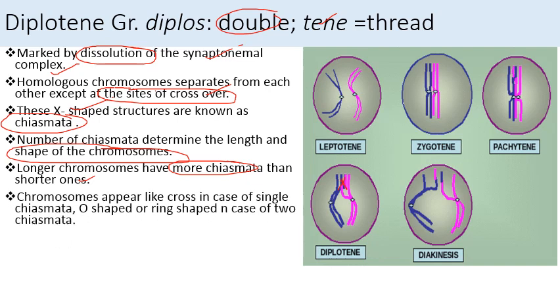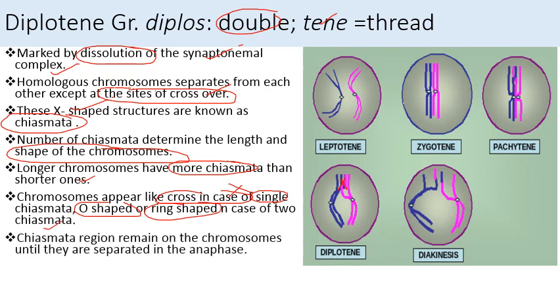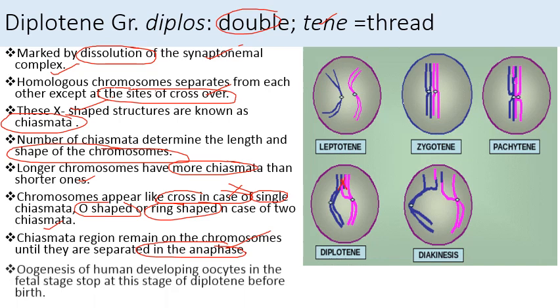The chromosomes appear like a cross in case of single chiasmata. When there is a single crossing over, it gives the appearance of a cross. But when there are two crossovers, it gives the appearance of an O or ring-shaped structure. The chiasmata region remains on the chromosome until they are separated in the anaphase. So at the chiasmata, the chromosomes remain attached until the start of anaphase.